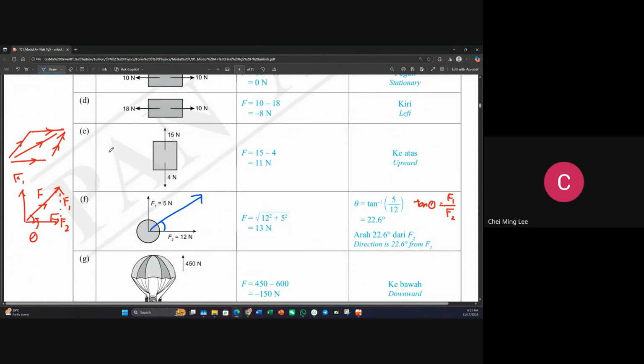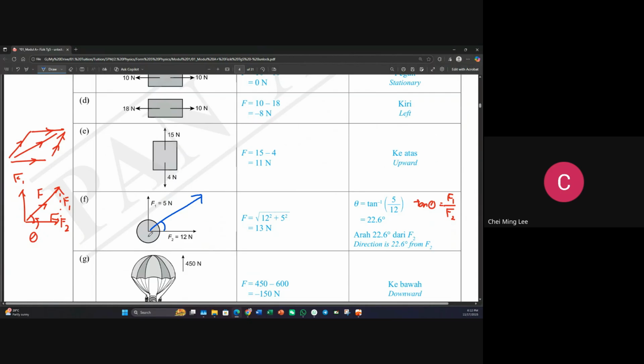Now for this one, 15 upward, 4 downward. 15 plus negative 4, which is 11 Newton. Remember, when the question doesn't give you the reference direction, by default, right-hand side and upward is positive. Left and downward will be negative. So this one moves forward.